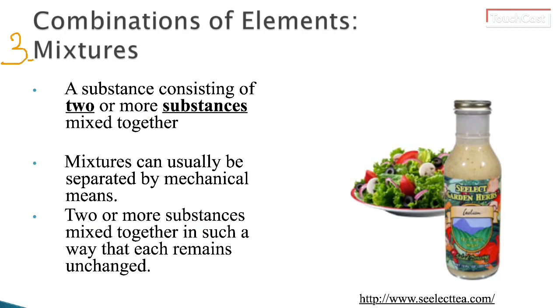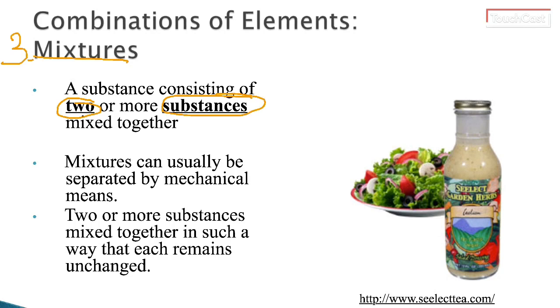The third essential question says to define mixtures. So that's this here. A mixture is a combination of elements. So it's a substance consisting of 2 or more substances that are mixed together. Mixtures can usually be separated by mechanical means. So 2 or more substances mixed together in such a way that each remains unchanged.